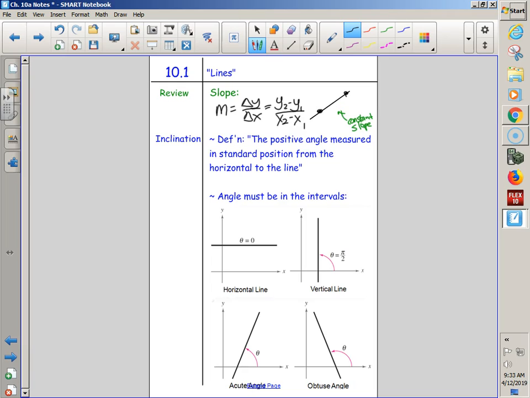x1, y1 would be 1 point, and then x2, y2 would be another point. And so then we can just subtract the y's, subtract the x's, slope done. But what if we're not measuring the slope of a line with 2 points, but instead with its incline?